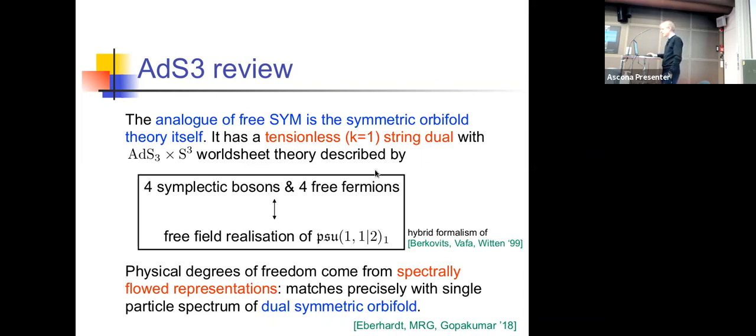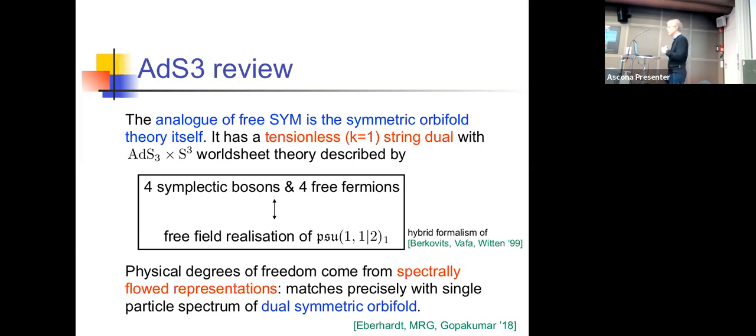And what we claim is that it is in fact dual to a very specific string theory. This string theory you can describe in the so-called hybrid formalism of Berkovits, Vafa, and Witten in terms of a Wess-Zumino-Witten model based on PSU(1,1|2). But the special point that corresponds to the symmetric orbifold theory is the point where the level of this Wess-Zumino-Witten model, this affine Kac-Moody algebra, is at level 1. And now, if you know a little bit about affine Kac-Moody algebras, you know that low-level theories are sometimes much simpler than generic level theories.